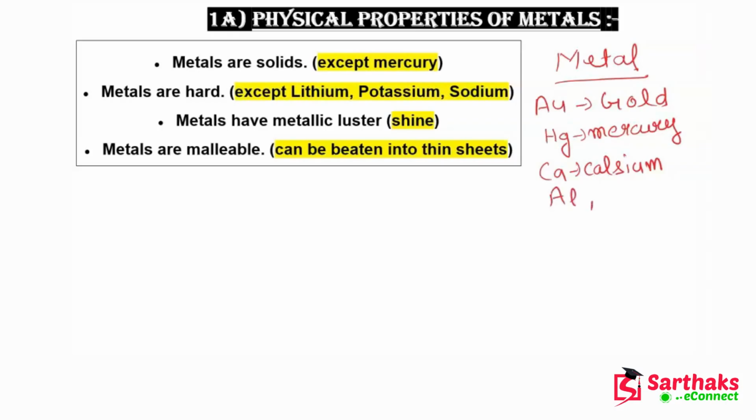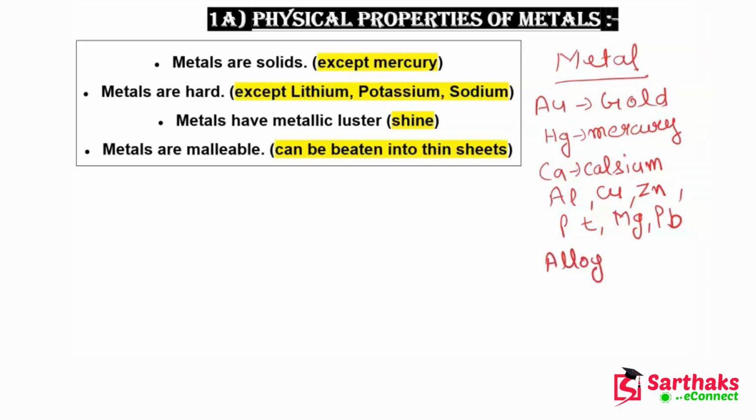Aluminium, okay, copper, zinc, platinum, magnesium, lead. So these are the examples of metal. If you look around you, you will see lots of metals. Okay, and one more thing I want you to know, that there are alloys as well.